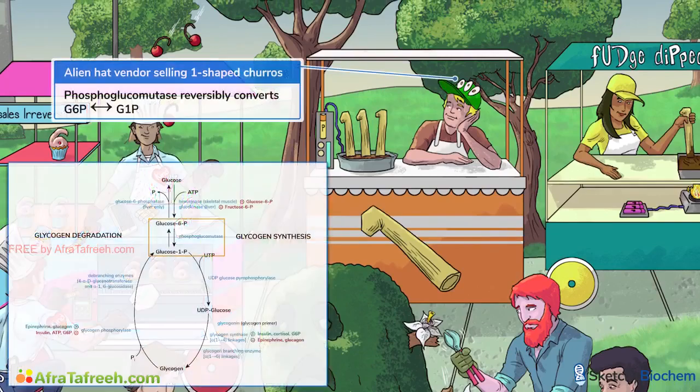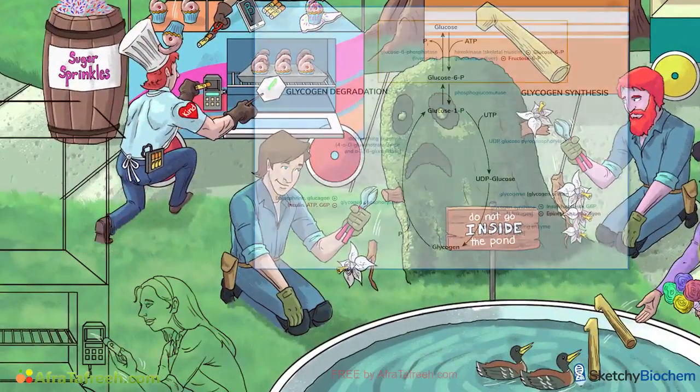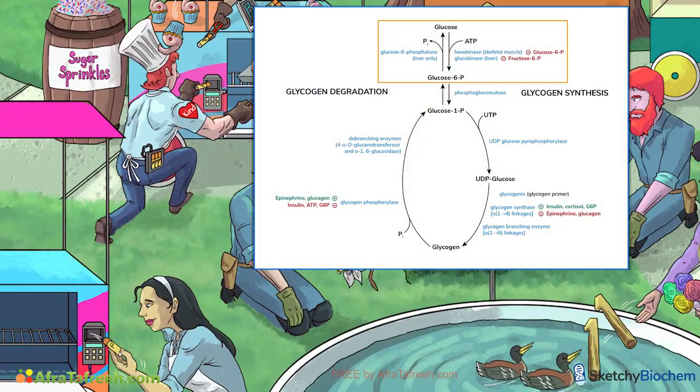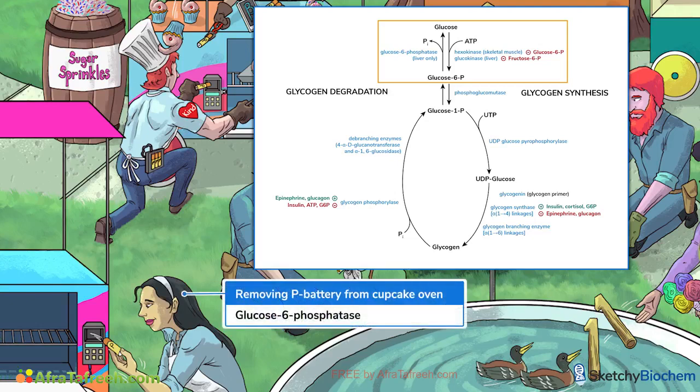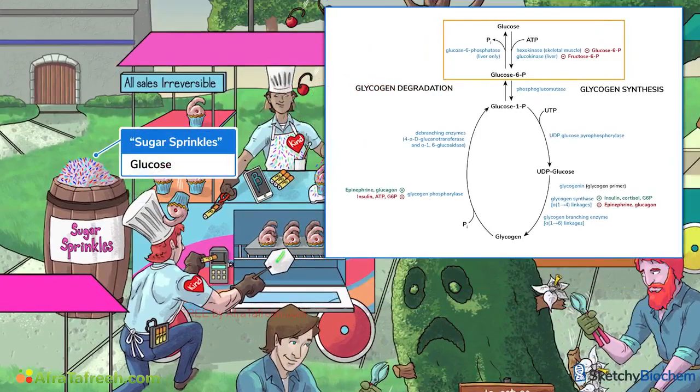In the next step, phosphoglucomutase turns the remaining G1P to G6P. Finally, glucose-6-phosphatase removes a phosphate group from G6P, producing glucose. Just to remind you, glucose-6-phosphatase is only present in the liver. Therefore, skeletal muscle glycogen cannot be metabolized to glucose and can only make G6P. The person removing a P battery from the cupcake oven is glucose-6-phosphatase. And we've finally made glucose once again.